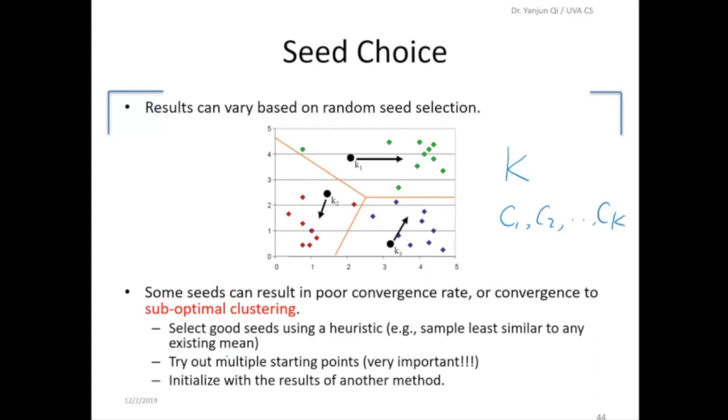But this is kind of similar to stochastic gradient descent. We had that kind of issue before. The starting point is somehow critical. But it's easy to solve. You just do random restart a few times.